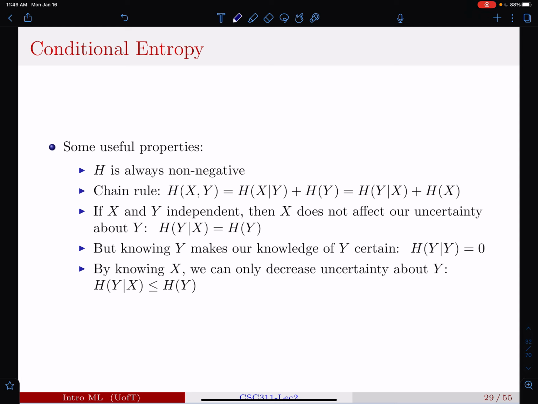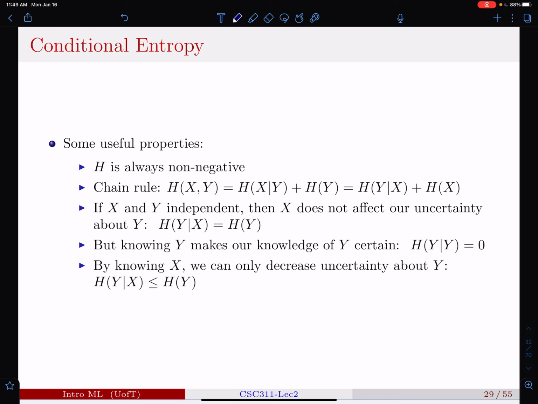So the reason this comes up useful is we can usually decompose joint entropies into conditional entropies and single entropy quantities. So there's this idea of a chain rule, which is that the entropy of a joint distribution is equal to the sum of the conditional entropy plus the single variable entropy. And we also know that entropy is always non-negative, just by the definition.